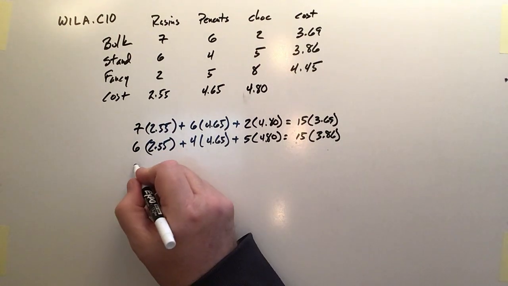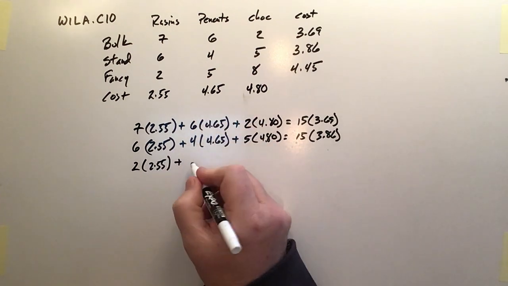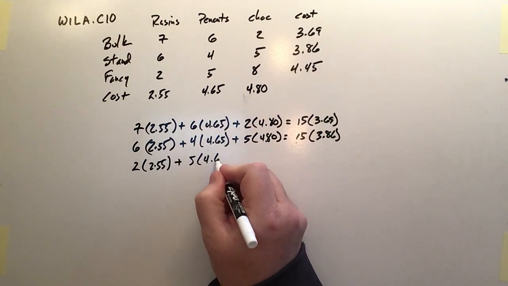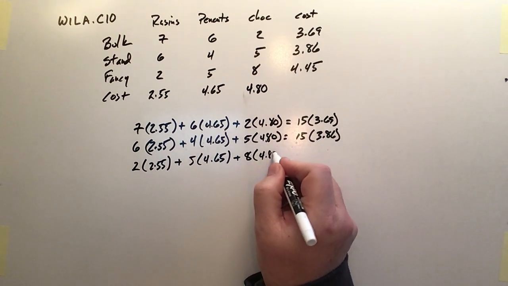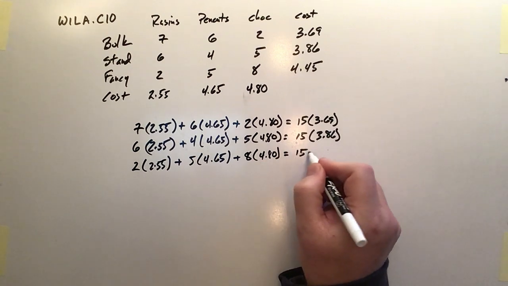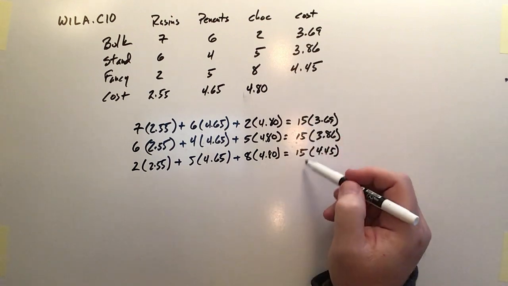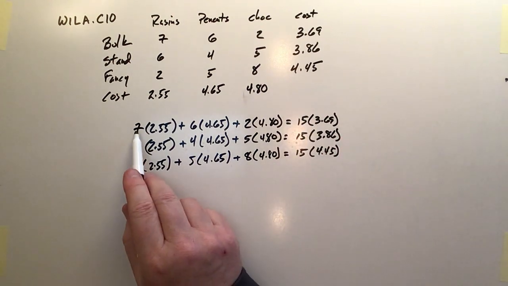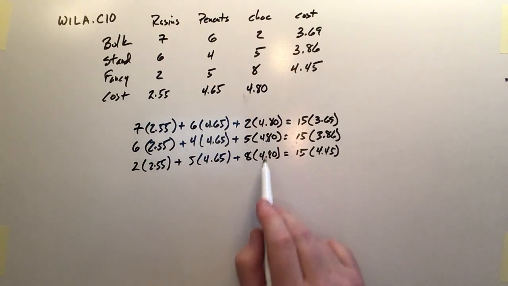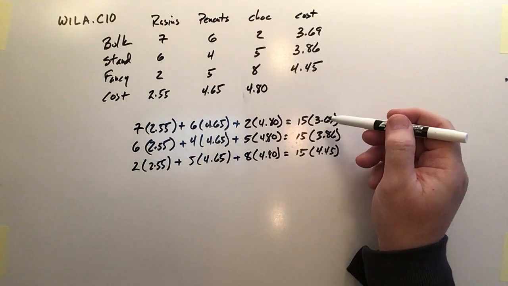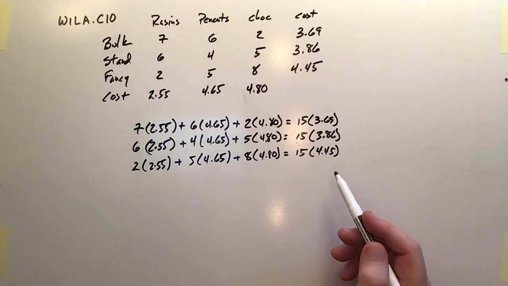So finally, the fancy mix, 2 units of $2.55 plus 5 units of $4.65 plus 8 units of $4.80 would be 15 units of $4.45. And there it is. If we divided 15 across the board, then these would be coefficients that were fractional. We'd end up with columns that represented our variable, and of course we'd end up with our answer vector right over here. So looking very much like a linear system.